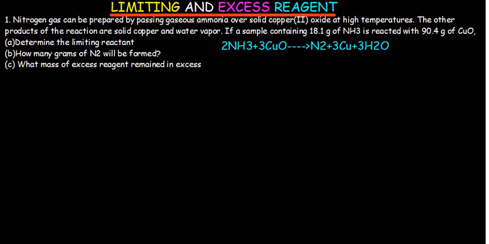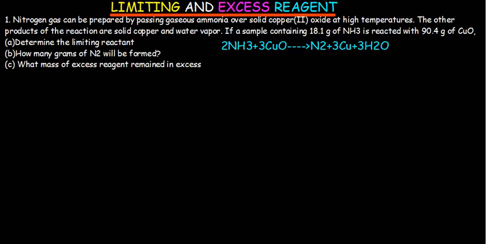Let's go over the concept of limiting and excess reagent. A limiting reagent is a reagent that is used up first in a chemical reaction, and an excess reagent is a reagent that is going to remain when a chemical reaction happens. When you're comparing two reactants, the one that is going to finish first is the limiting reagent. The one which is going to remain is the excess reagent.